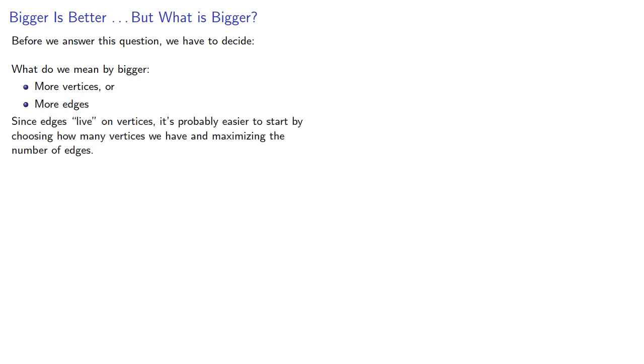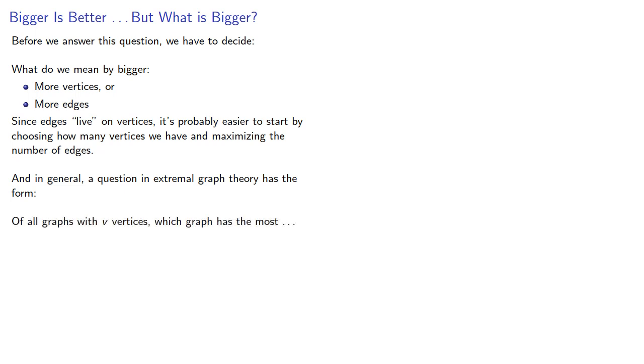Before we answer this question, we have to decide, what do we mean by bigger? More vertices or more edges? Since edges live on vertices, it's probably easier to start by choosing how many vertices we have and maximizing the number of edges. And in general, a question in extremal graph theory has the form, of all graphs with V vertices, which graph has the most?